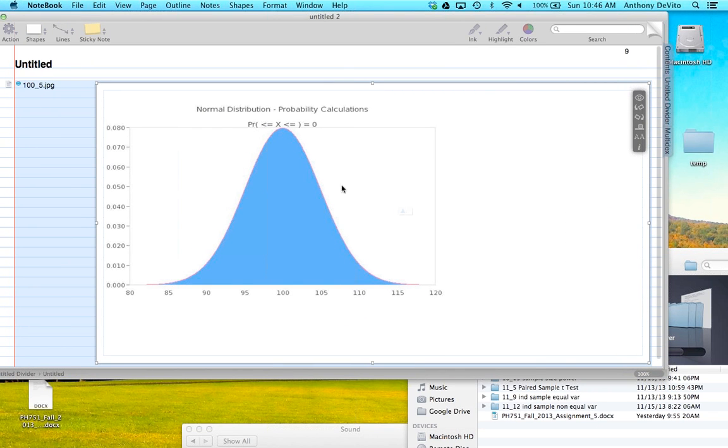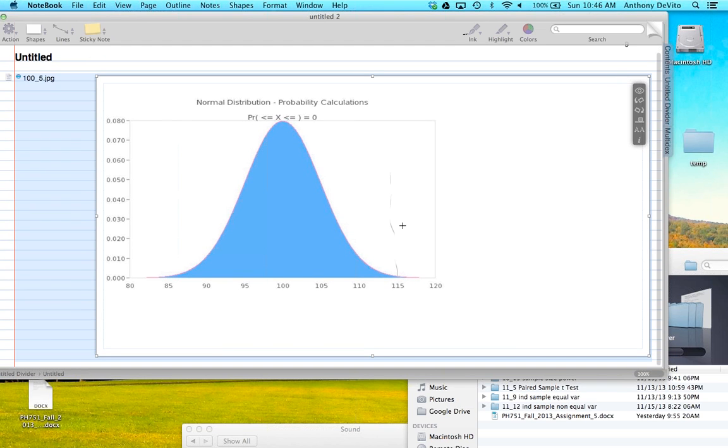Okay, let's talk about sample size now. Again, this was 115. I'm going to stick with the situation we had before. It's going to overlap to here. It looks something like this. Okay, let's talk about sample size.